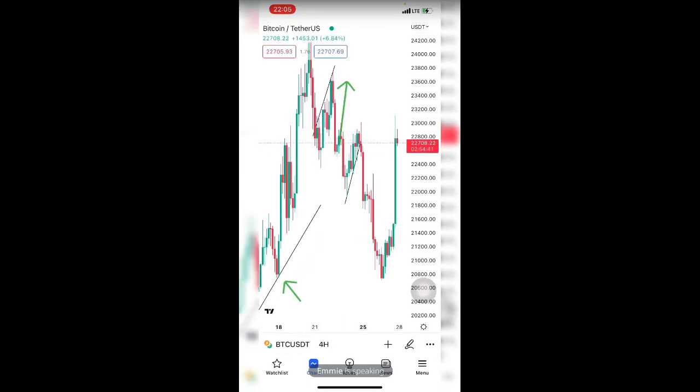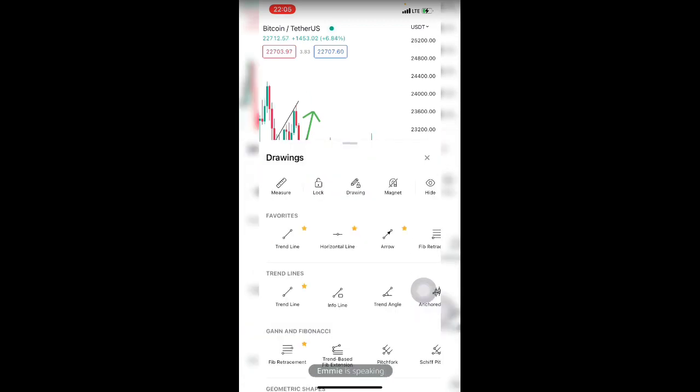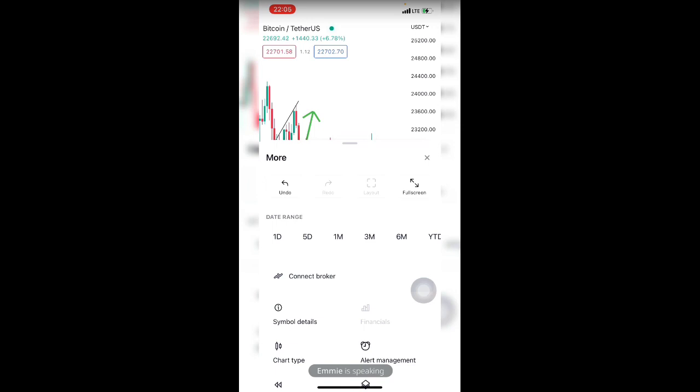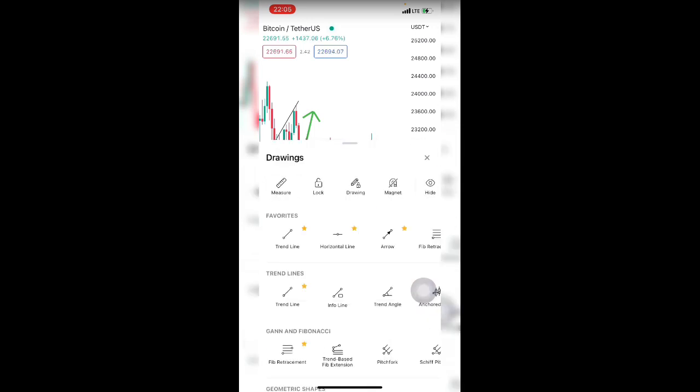Look at this BTC too, it is respecting something. It's respecting. Let me delete. Or you can use this strategy too on this BTC, our traditional support and resistance strategy.